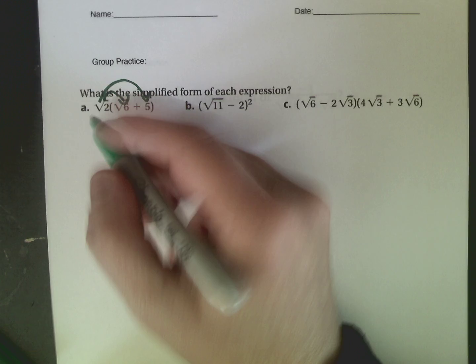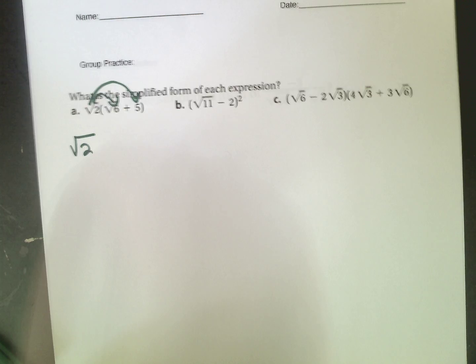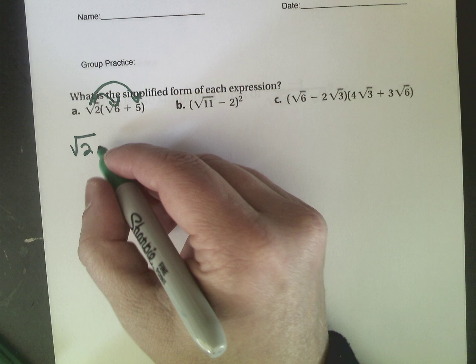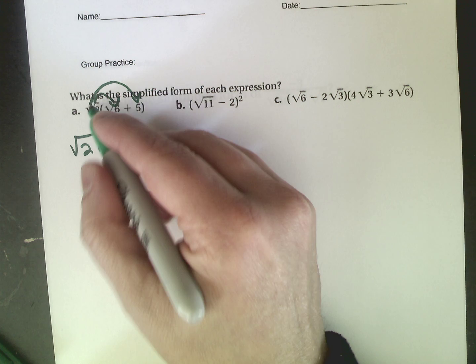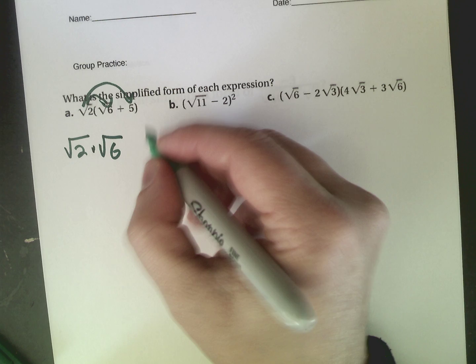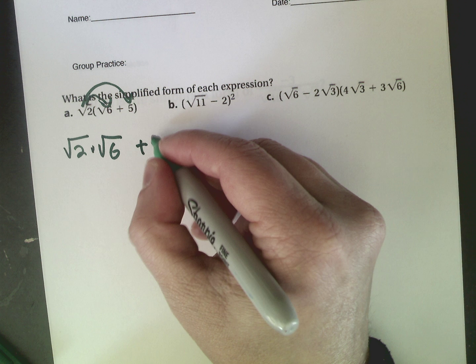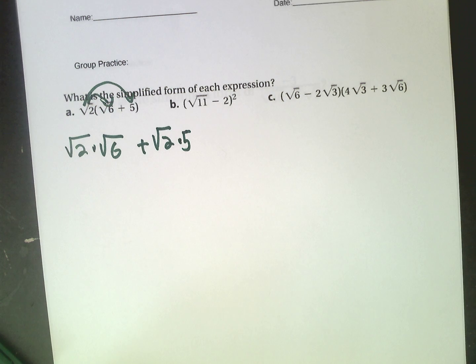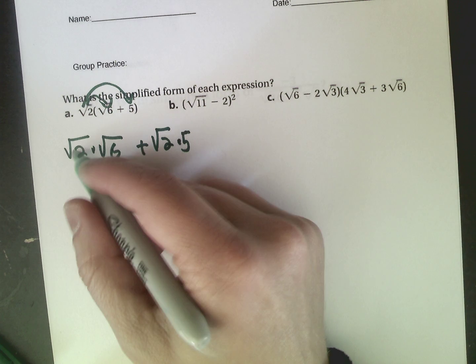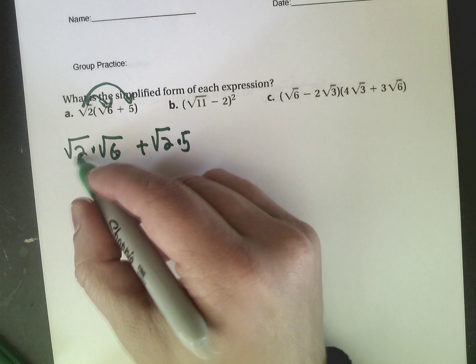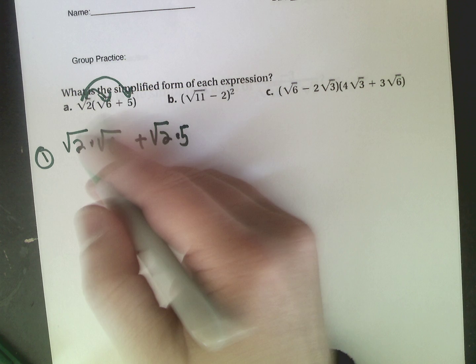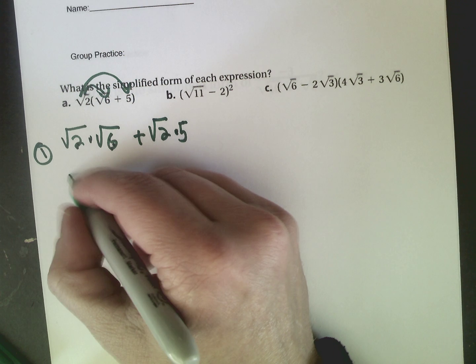I'm going to say it's really square root of 2 times square root of 6, that first rainbow, plus square root of 2 times 5. Now 5 doesn't have a radical in it, so we'll just leave it like that. So when I'm multiplying two of these together, I multiply the numbers underneath. So that's rule number 1. When you're multiplying two of these together, you just multiply the numbers underneath.